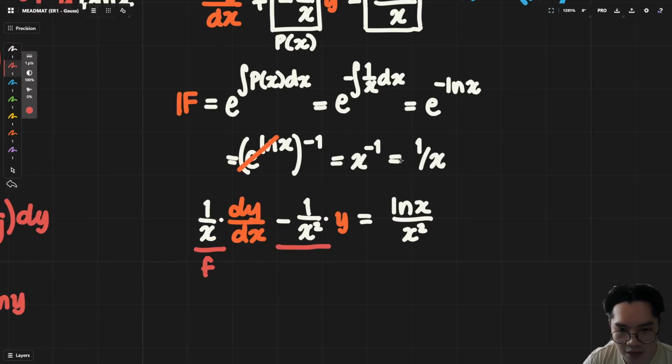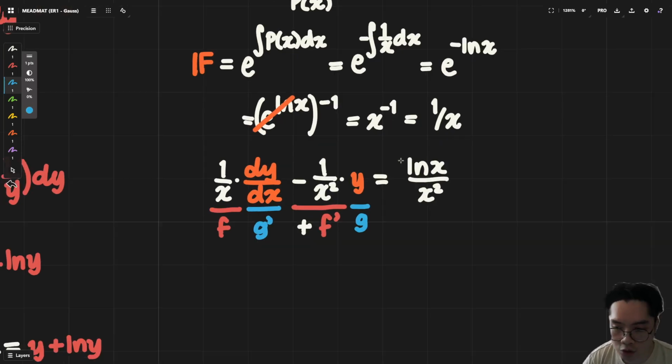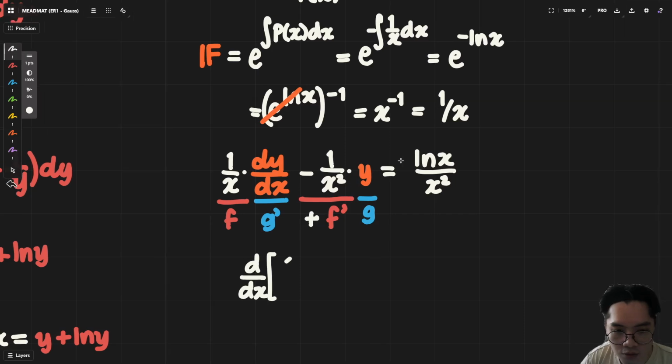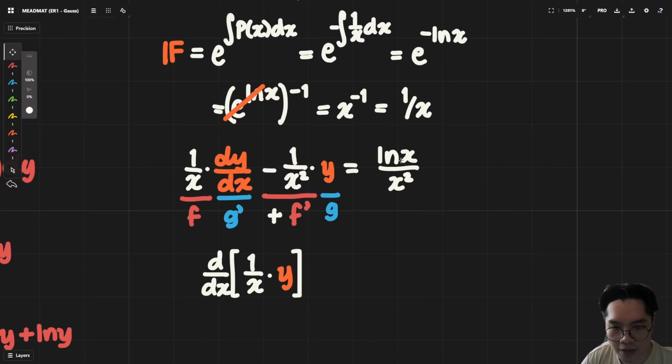That means that this thing is f prime. There's a plus in here, right? Because this is now negative, okay? And then if this is your y, if this is your g, then this is your g prime. Just like before, it's still a reverse of the product rule. So we should just do this, d over dx, and then this is going to be 1 over x times your y. And then that is going to be equal to ln of x over x squared.